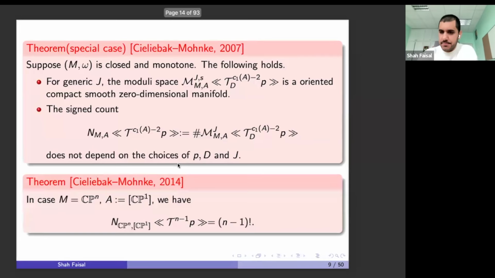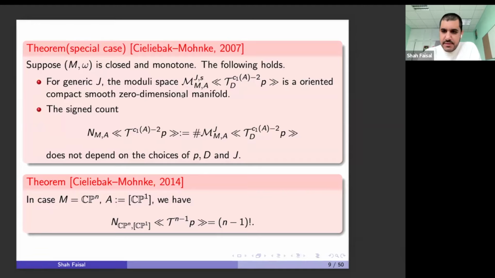Next, they made a computation. If you take M to be CP^n and take the homology class of a complex line, then this count equals (n-1)!. And the idea behind this computation is that in degree 1, holomorphic spheres are given by homogeneous linear polynomials, and the tangency constraint gives you n-1 algebraic equations in the coefficients of these polynomials, and then Bézout's theorem tells you how many solutions you should have, and in this case, it's (n-1)!.